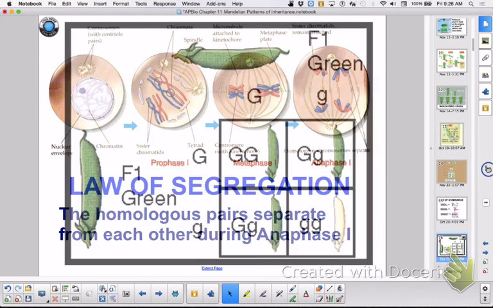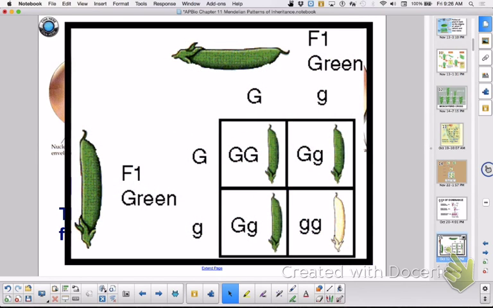Okay, so when we look here, the law of segregation says for this individual, he can either give the big G or the little g, and this individual can either give the big G or the little g, right? That's your law of segregation. All right, let's write some notes about that.